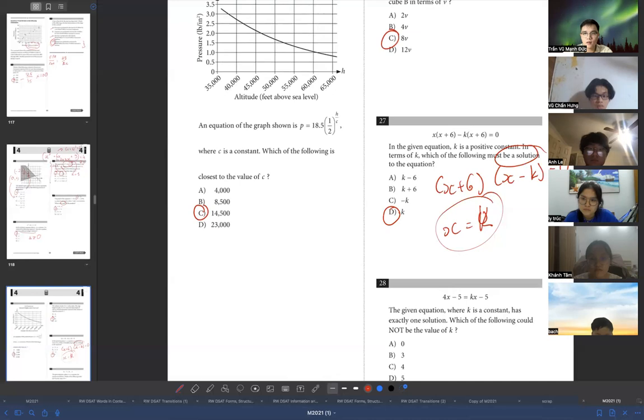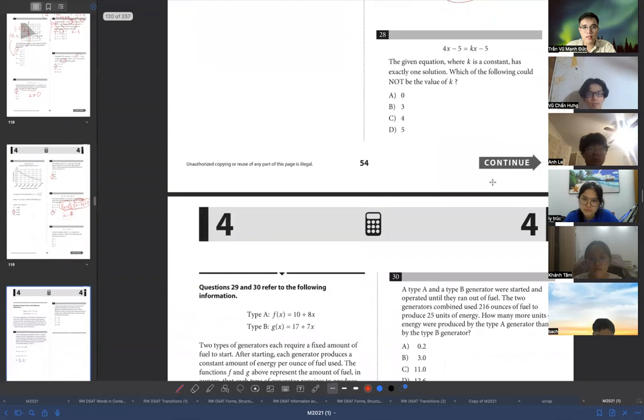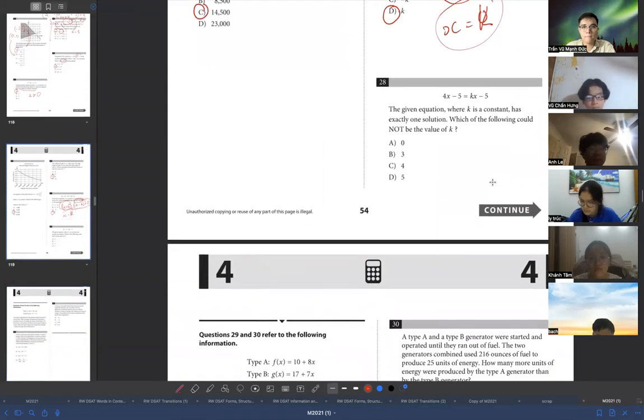So this equation, if it is true, each one of these will have to be equal to 0, one or the other or both. It's not restrictive, but it has to have at least one value that is 0, and it is D. Right, very good. 28, it's Lina.